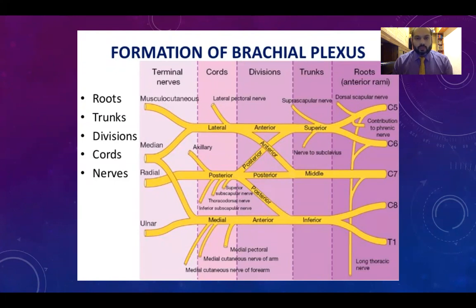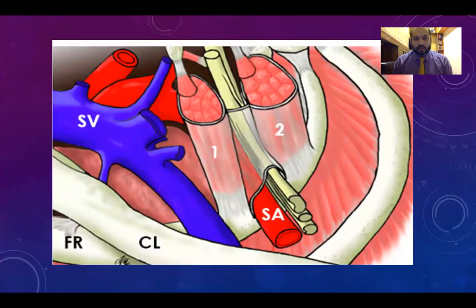So in interscalene block, we target the trunks in the interscalene groove. Once the nerve roots exit, they form the trunks which lie one above the other in the groove formed between the anterior scalene muscle and the middle scalene muscle. And then they traverse towards the first rib and they lie with the subclavian artery.